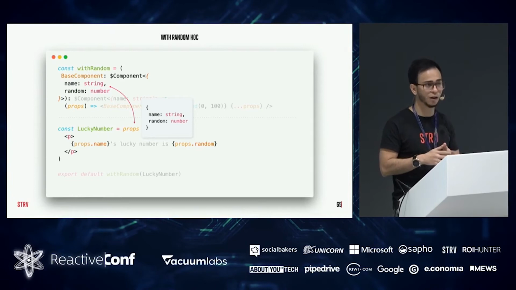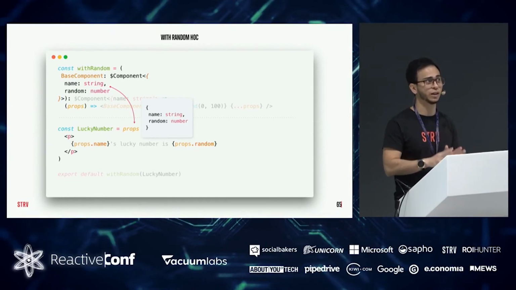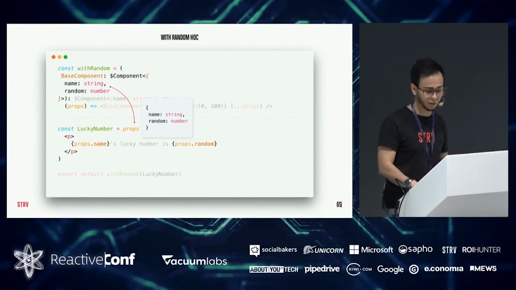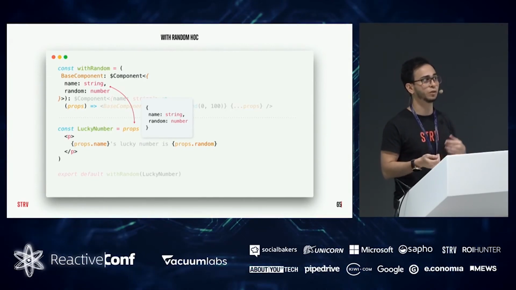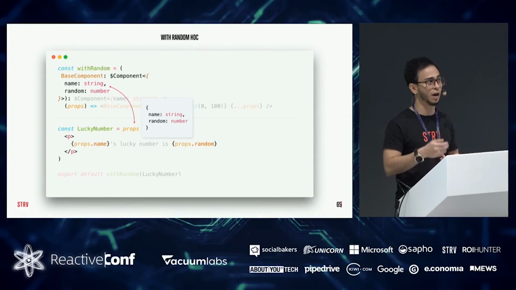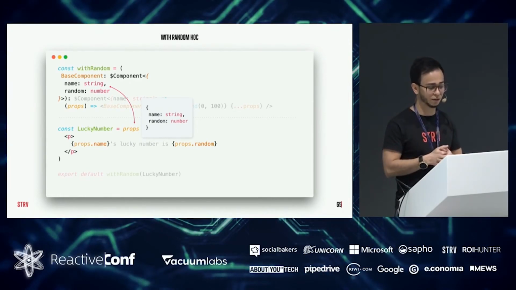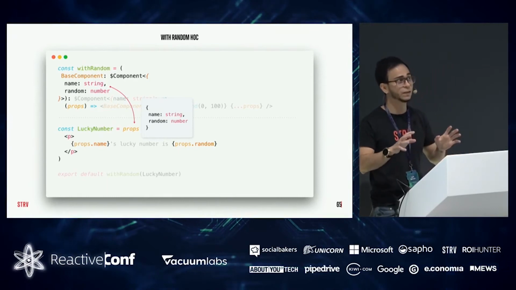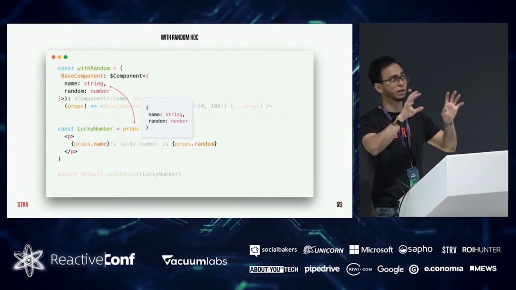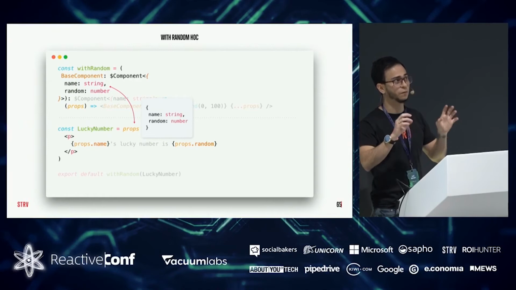So right now, it is completely type checked, but the problem is that everything is tightly coupled between the higher order component and our component that we want to enhance. So this will only work with lucky number, which is terrible, but at least this is what we want to get inferred by Flow.